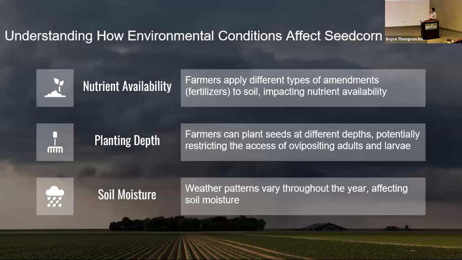Next, we look at planting depth. Farmers can choose to plant their seeds at different depths, and that could potentially limit the access of seedcorn maggot larvae and adults.